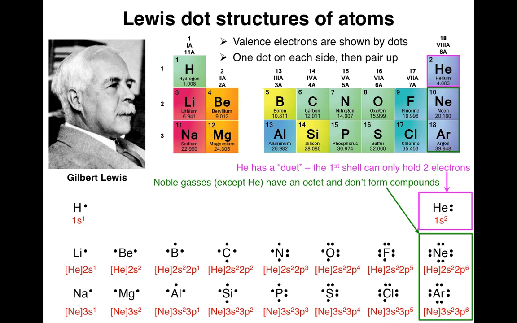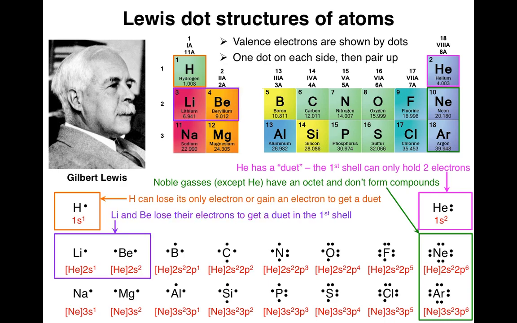Other elements can lose or gain electrons in order to obtain the same electron configurations as the noble gases. Depending on the compound that it is part of, hydrogen can lose its only electron or can gain another electron to get a duet like helium. Lithium and beryllium tend to lose 1 or 2 electrons respectively to also end up with a duet in their first shell. Other elements can lose or gain electrons to get an octet.